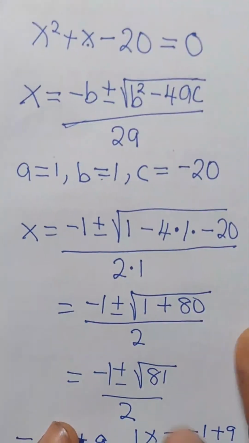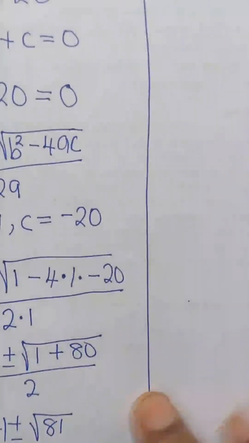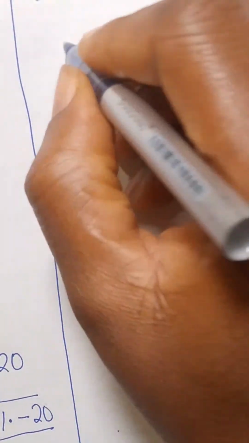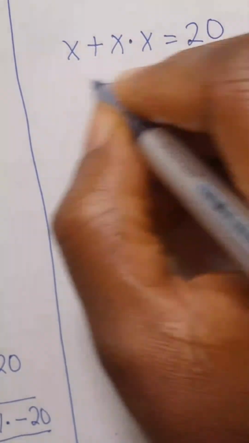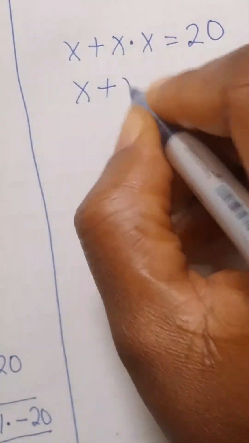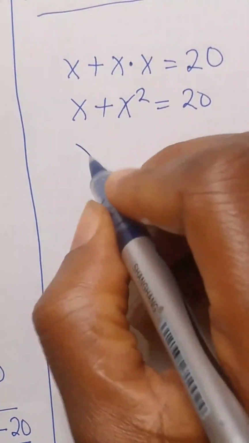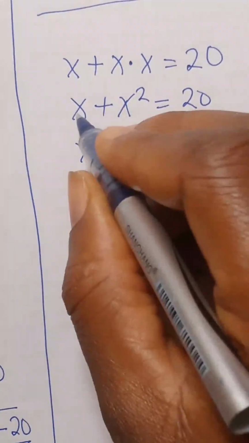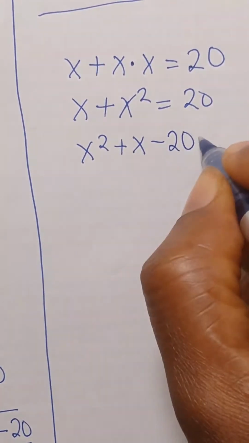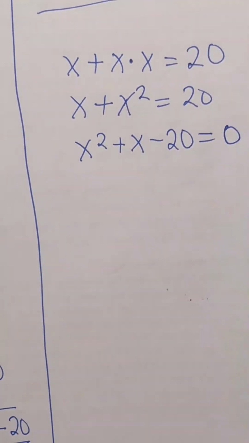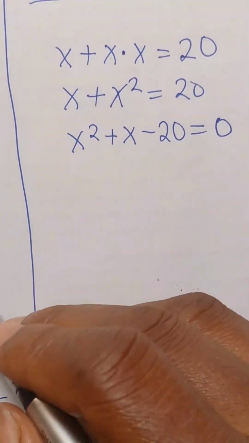Now I had to take this long process to show you that this is the answer. Now let me do a shorter process so that you see. We have x plus x times x equal to 20. x plus x times x is x squared, equal to 20. So x squared plus x, then this 20 crosses the equality sign and becomes minus 20, equal to 0. The method I've used is the quadratic formula.